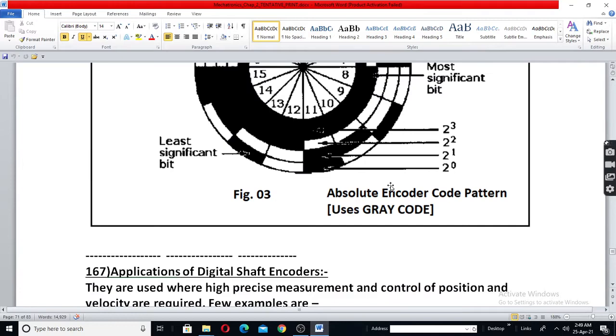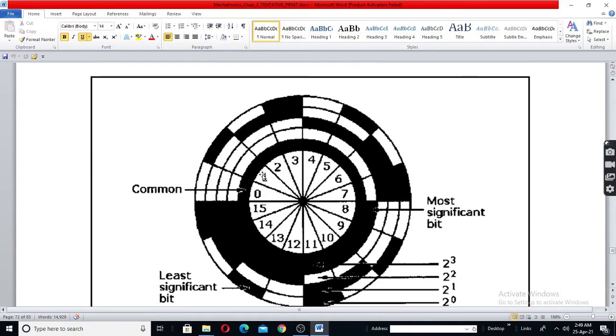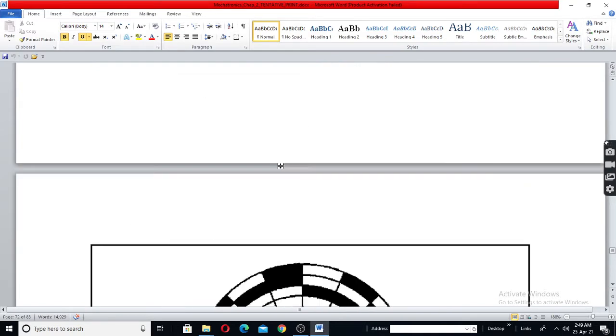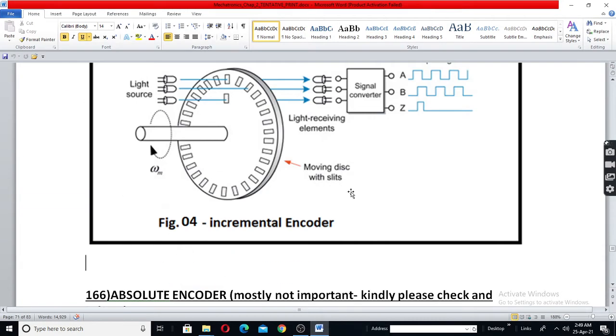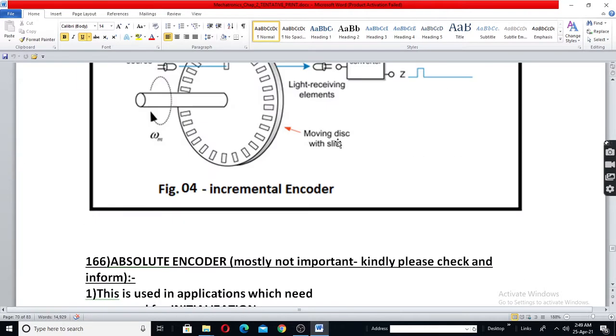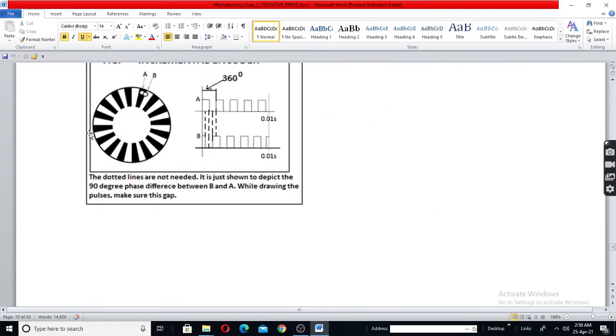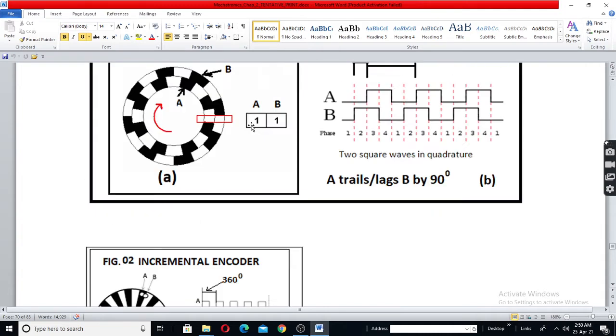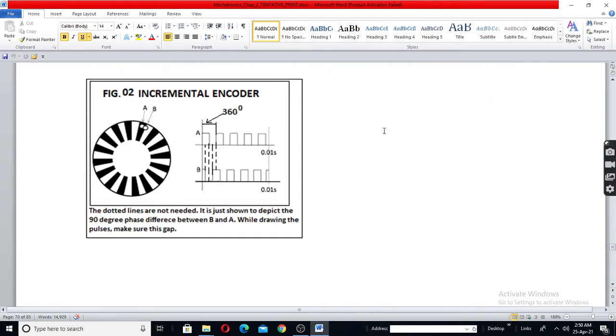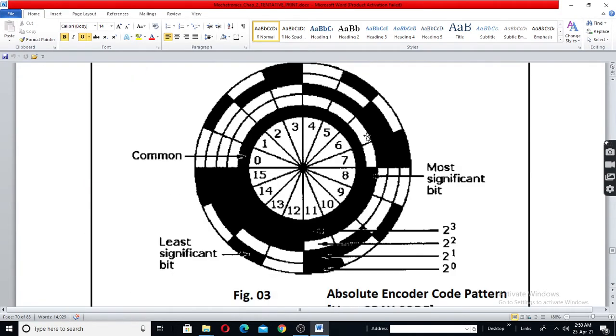Here to get higher resolution you need more number of sensors. Higher resolution means small incremental steps. You need to make this pattern as close. 8 patterns, you will have to make here 16, like what we have done here. Make it 32, you can get small increments. But here you need to increase number of tracks, hence number of sensors will be more.